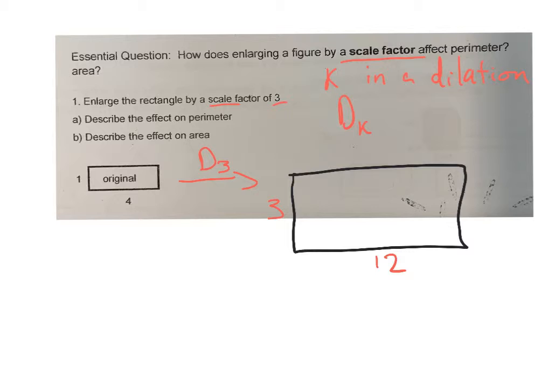Now, the effect that this has on the perimeter is everything got bigger by 3. And since perimeter is a length, that means it has one measurement. What's going to happen to the perimeter is it's going to be multiplied by 3.